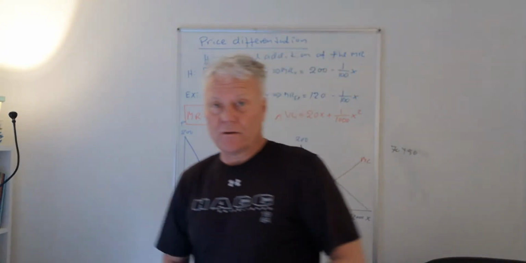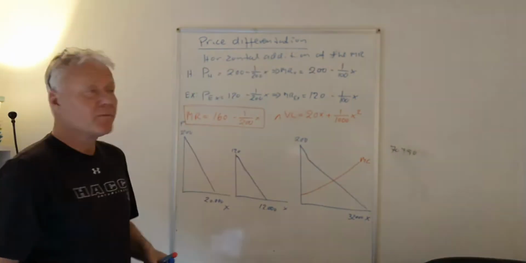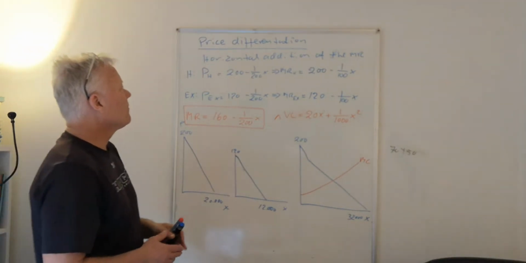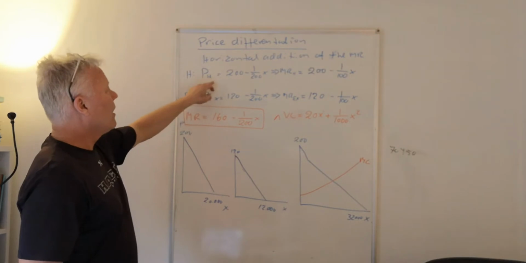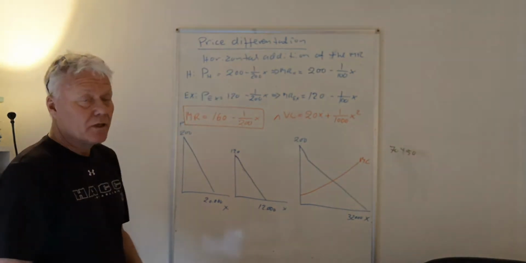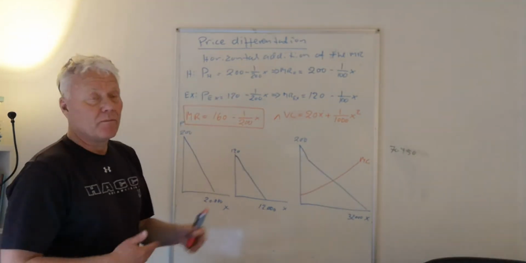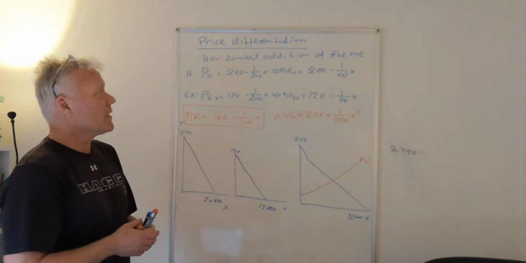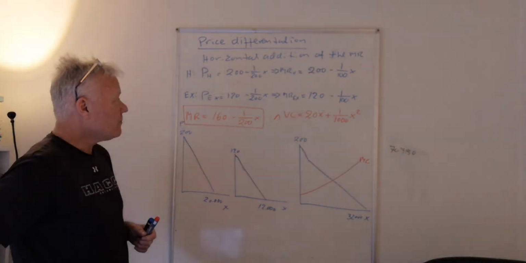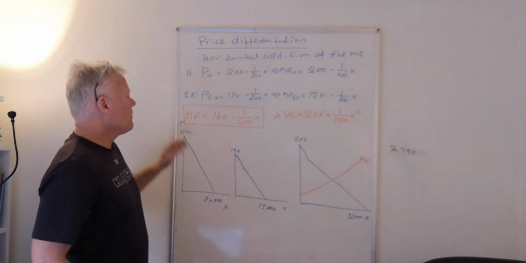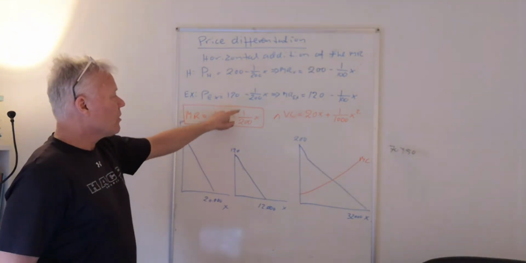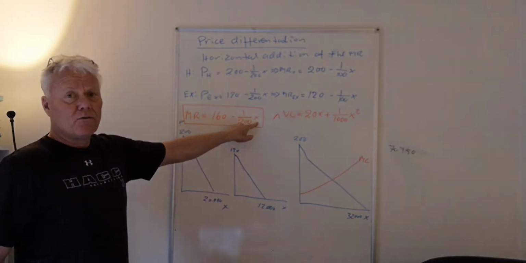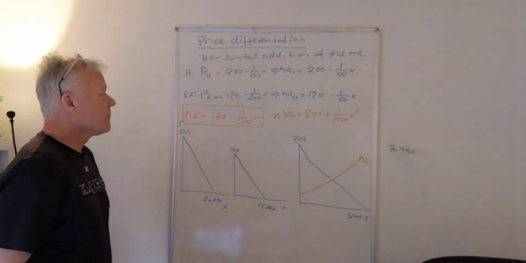Now I continue my example from before with two different price curves, which is a price function, and that's the reason why we made this a horizontal addition of the marginal revenue. I've done that in the previous video. We found the marginal revenue was 160 minus 1 over 200x for the added curve.